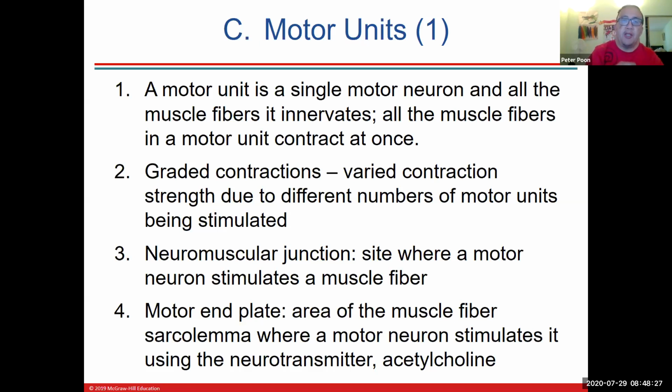A motor unit is a single motor neuron and all the muscle fibers it innervates. So when you contract a motor unit, you can't do half a motor unit. The motor unit is the single smallest thing you can actually control. When we talk about graded contractions, we talk about the different number of motor units. You can have one, you can have two. When you recruit more fibers to contract, what you're recruiting is more motor units.